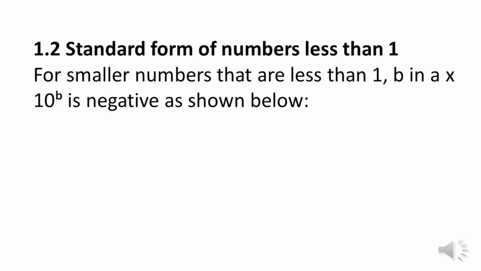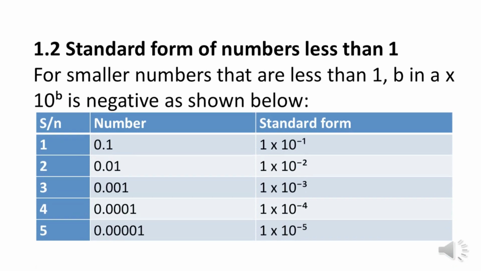For smaller numbers that are less than 1, in a times 10 raised to power b, b is negative as shown below. 0.1 is 1 times 10 raised to power minus 1, 0.01 is 1 times 10 raised to power minus 2, 0.001 is 1 times 10 raised to power minus 3, 0.0001 is 1 times 10 raised to power minus 4, 0.00001 is 1 times 10 raised to power minus 5.